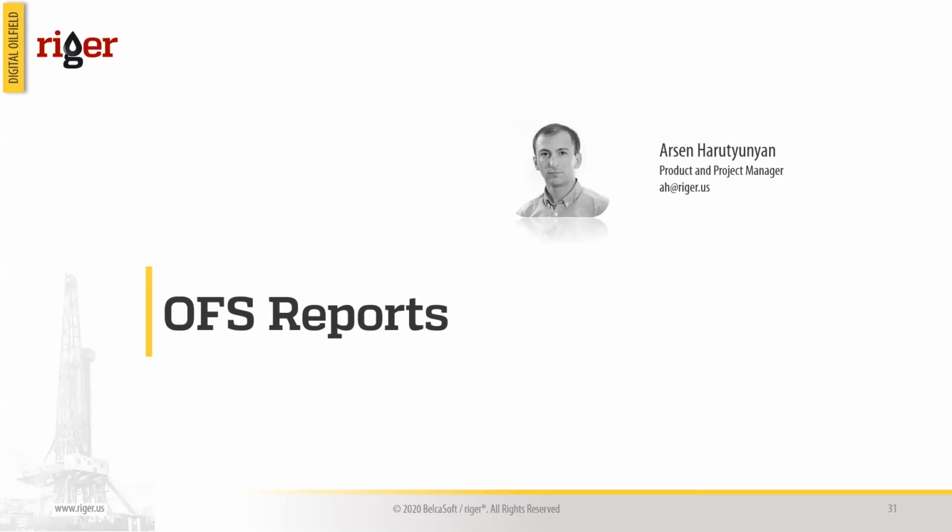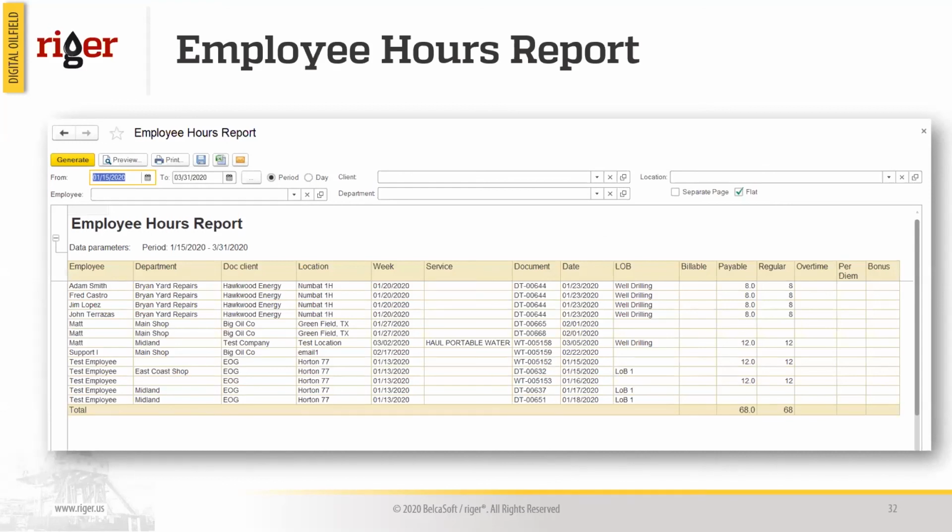So let's move on and start by describing the employee hours reports that we utilize in RigER. This report shows by employee what type of work has been done for which client, and it shows the tickets exactly. We can double click on the ticket, drill into it, and see what job has been done in more detail. We can also see the payable, billable, regular, overtime, and per diem hours on this report alongside the bonus.